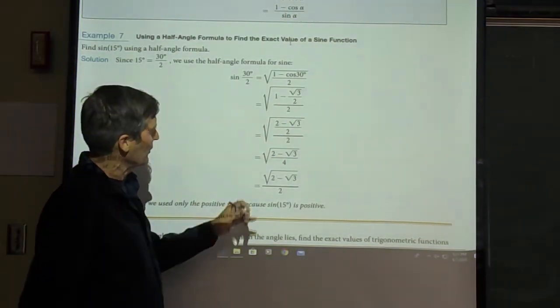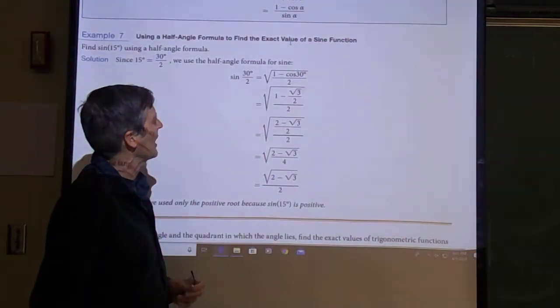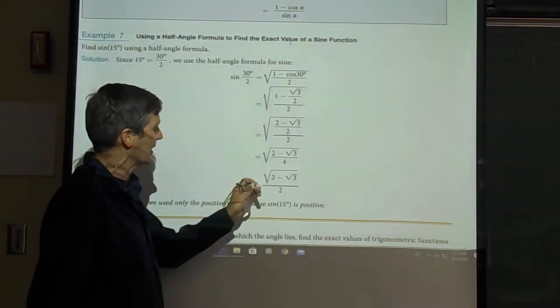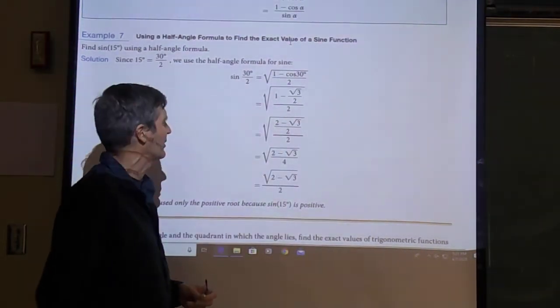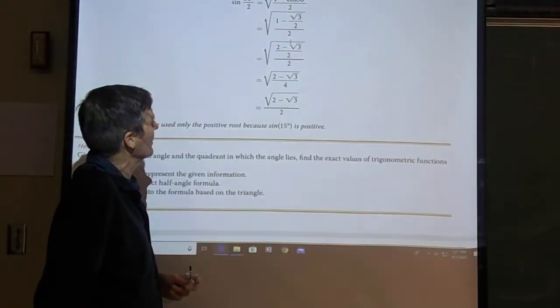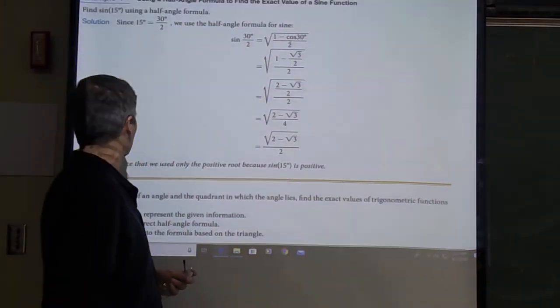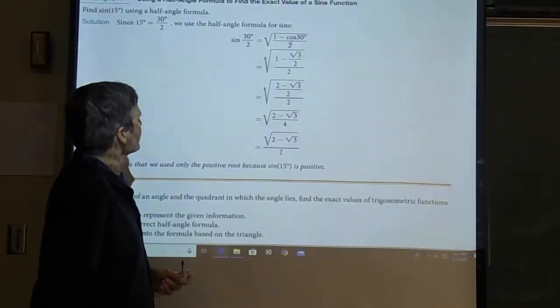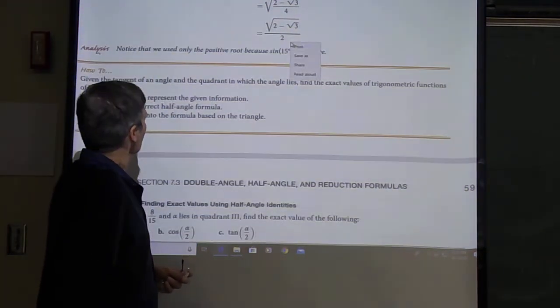But don't worry if it doesn't look the same as the answer you got using the sum of difference identities. It actually is the same, it's just complicated algebra to make them look the same. So don't expect it to look the same, but it will be the same answer. All right.